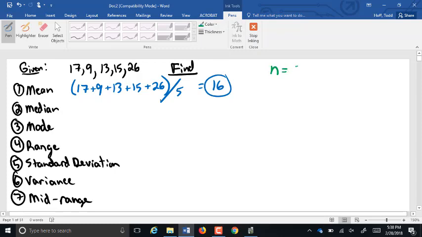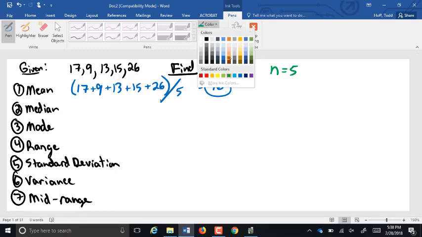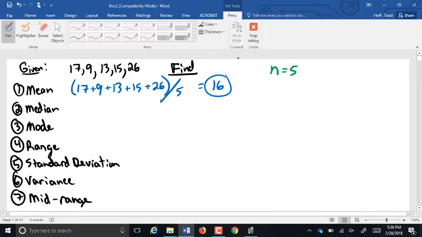That is n. N equals 5 is what that means. So that's just saying there are 5 numbers in this list. Now for the median, there are 2 steps we have to do. What is the first step? Put them in order from smallest to largest.